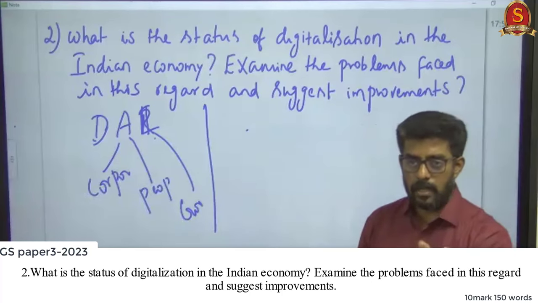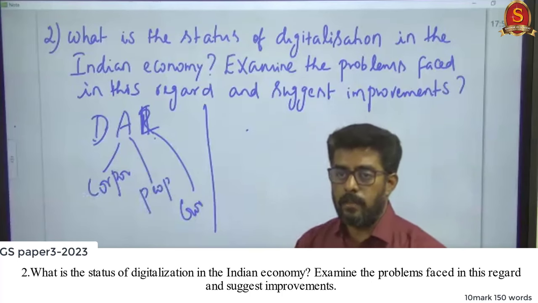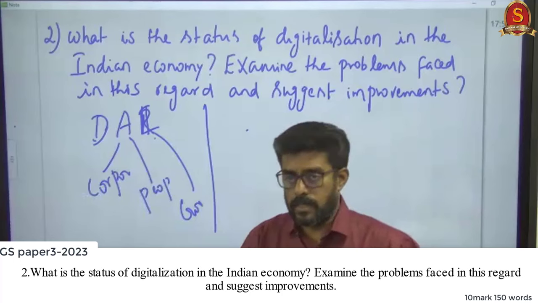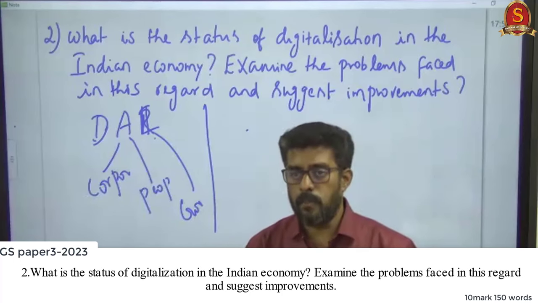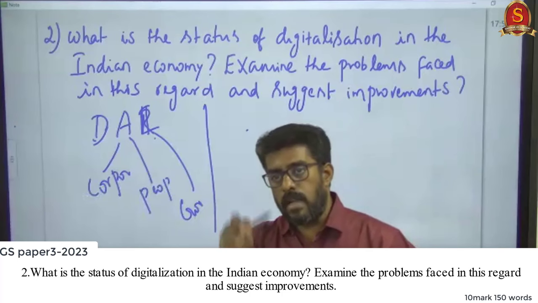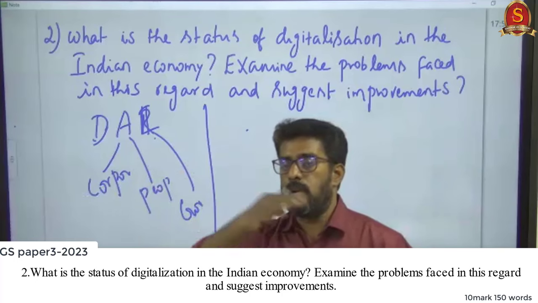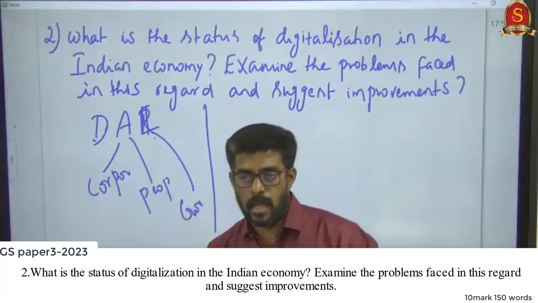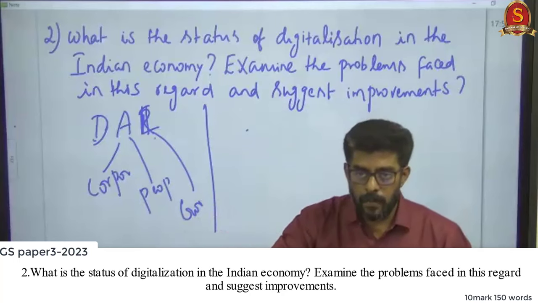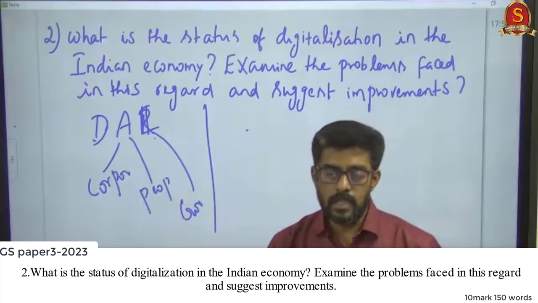Like this, you can examine and write, and then you go beyond writing the points. Then you mention the improvements. For example, cybersecurity, how to address the issue. We must invest more in advanced technologies. When we invest in advanced technologies, we could also counter the cyber threats. We can provide safety to the people involved in the transactions. This angle you can write.